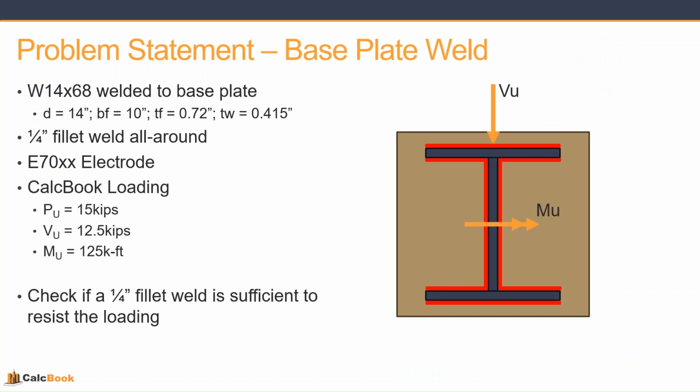And our loading for this, we've already calculated this, we've already done our analysis model, so we have our ultimate loads already run through our load combinations. So we have an axial force, a compression of 15 kips that's going in and out of the page. We have a shear force, in the direction for what would be like a moment frame or something like that, of 12.5 kips, and then our moment about that axis as well, if this was our moment connection, would be 125 kip foot.